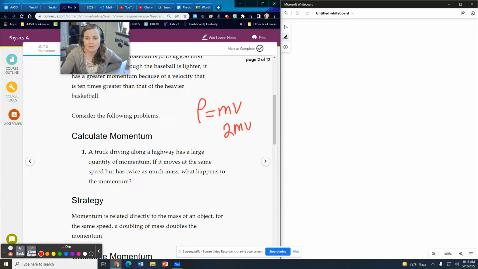We also have to double the momentum because according to the rules of algebra, what we do to one side of the equation, we must do to the other side of the equation. So if I double the mass, my momentum is also going to double. It's 2 times because they are directly proportional to one another. If you increase one, the other one also increases by the same amount.